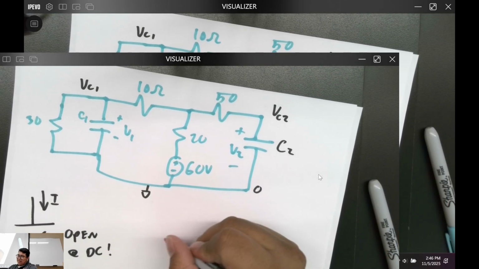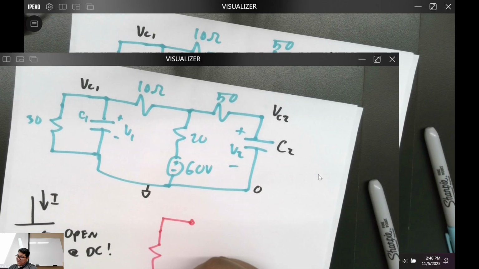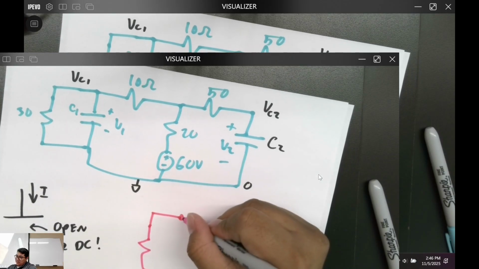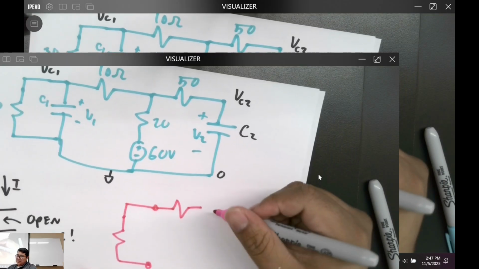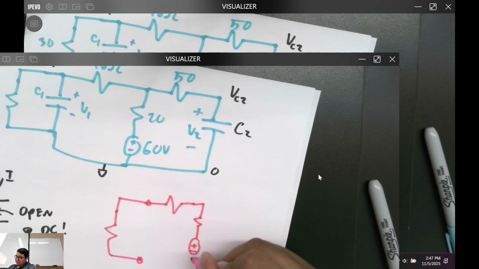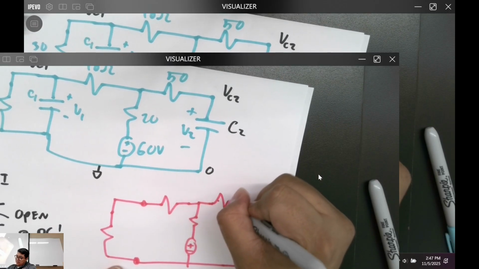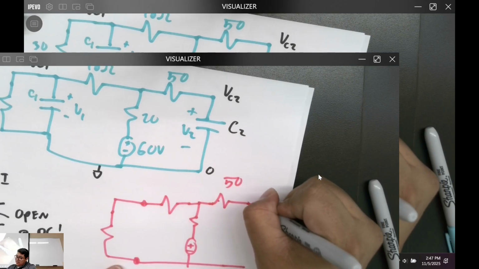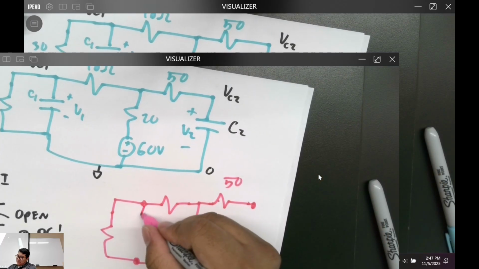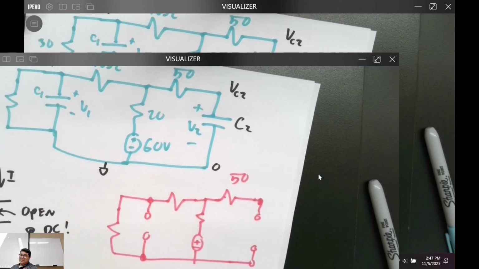What's another way we can rewrite this? Like this. Then let's put the capacitor there. That's our 10 ohms. Plus minus. 50. Just put a terminal right there. Does it bother anyone if I do this? Is that good with everybody?